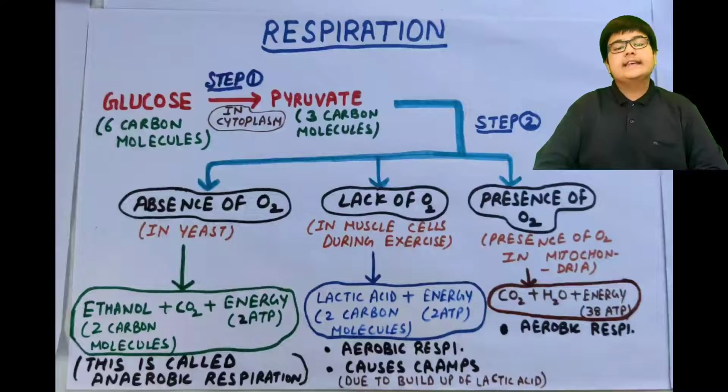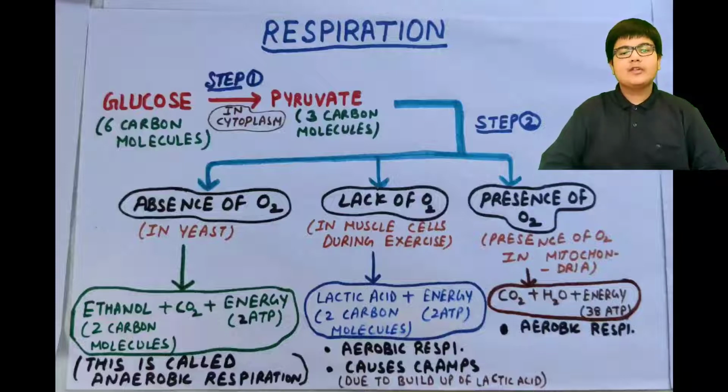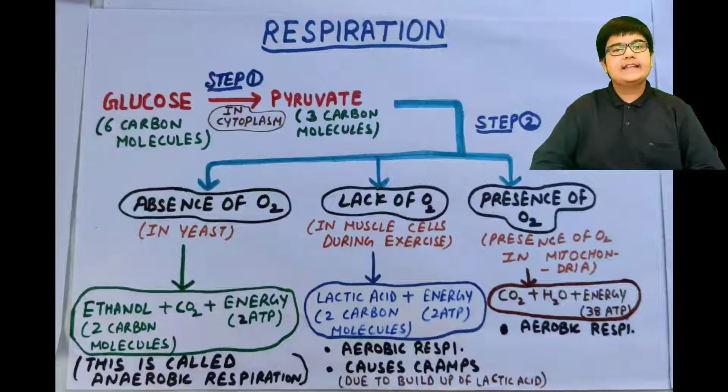The second is in the lack of oxygen. This takes place in our muscle cells when we do a lot of exercise. This produces lactic acid, which is a 3-carbon molecule, and some amount of energy, that is 2 ATP. This is also a type of anaerobic respiration, and this can also cause muscle cramps due to the buildup of lactic acid in our cells.